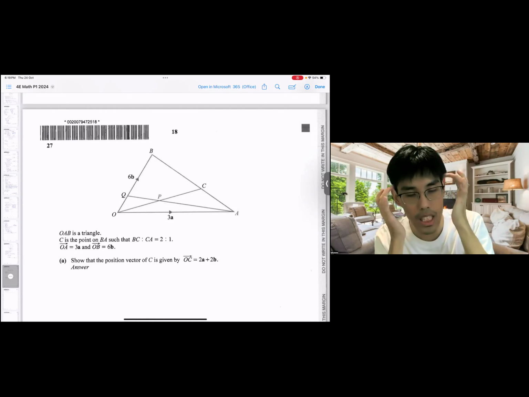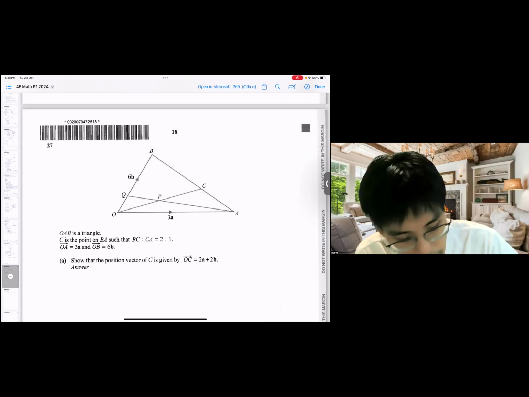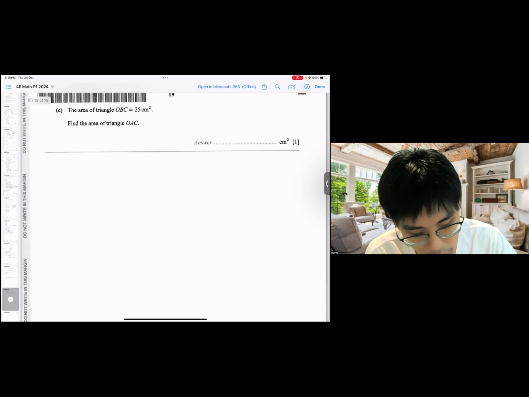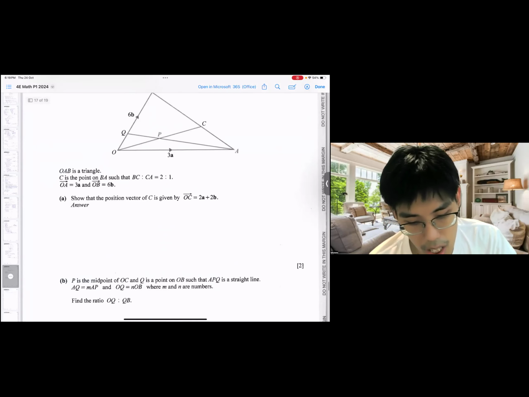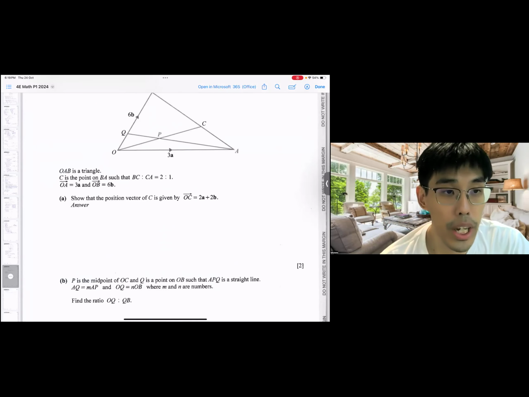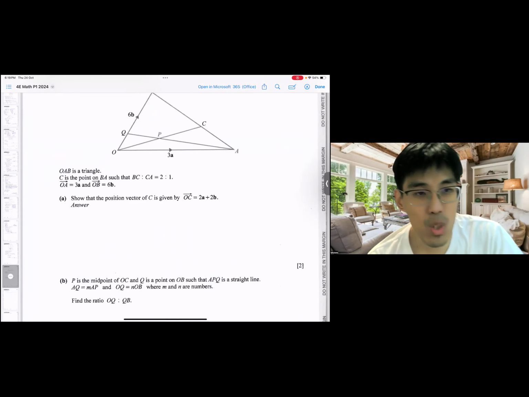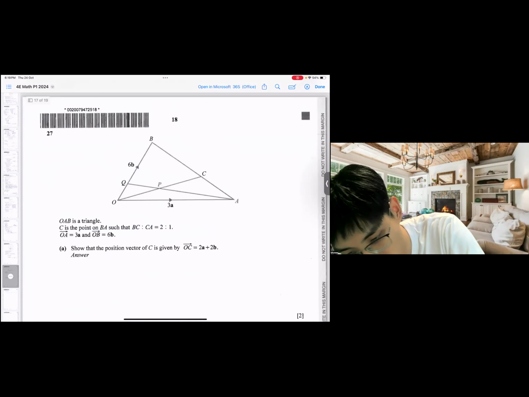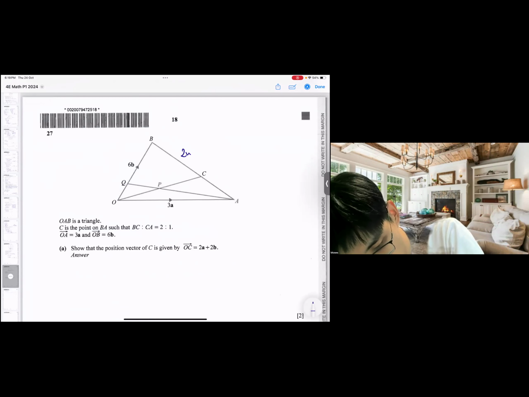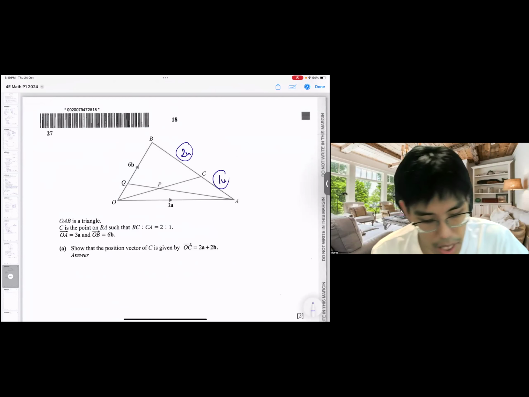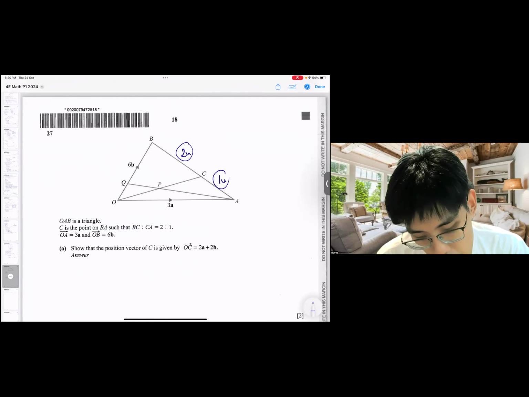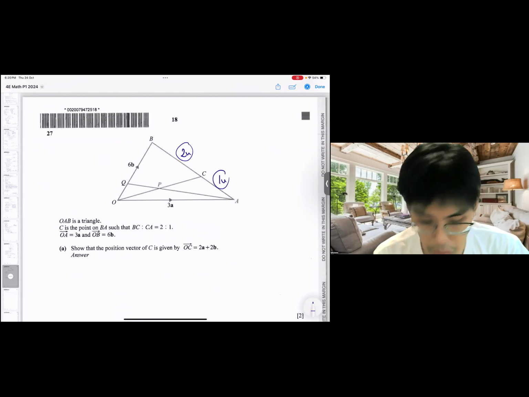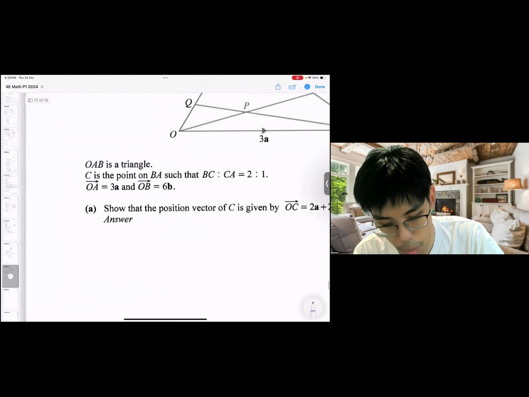I just deleted the question accidentally. God. It's okay, let's move on. Last question, vectors. OAB is a triangle, C is a point on BA. BC to CA is 2 to 1. So let's write down: OA is 3a, OB is 6b. Show that OC is 2a plus 2b. Okay, fair. 2 marks.